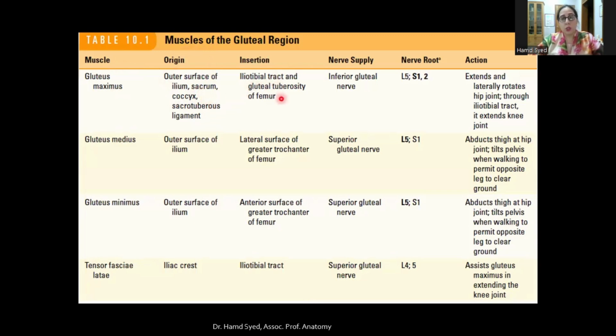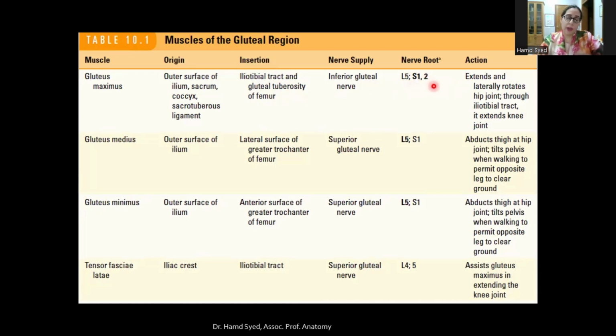Its insertion is dual. It splits into two parts. The larger part is inserted into the iliotibial tract. That's three quarters of the muscle, whereas the remaining one quarter is inserted into the gluteal tuberosity of the femur. This muscle is supplied by the inferior gluteal nerve, and the nerve roots of the inferior gluteal nerve are L5, S1, S2.